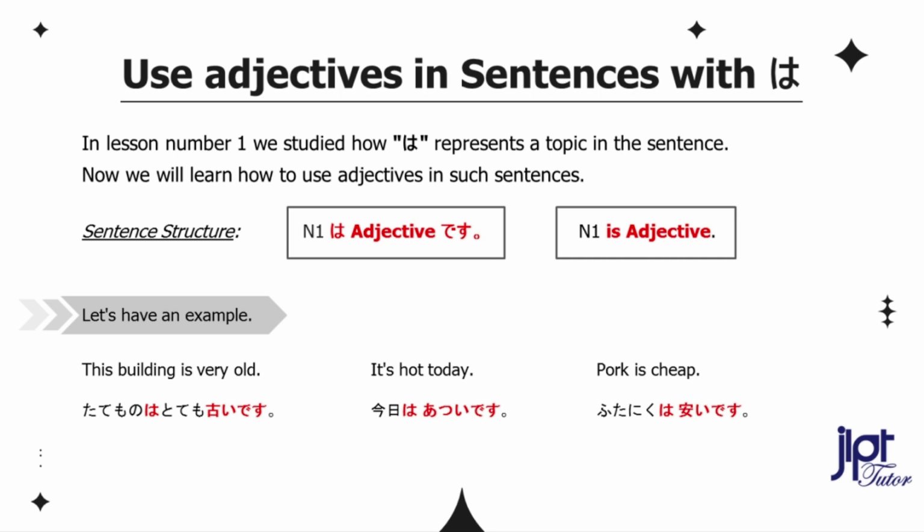Sentence structure: N1 wa adjective desu. It means N1 is the noun that we are talking about, and N2 is replaced by an adjective. It is used to indicate a topic with quality, and we are talking about the topic. Let's have an example. This building is very old.